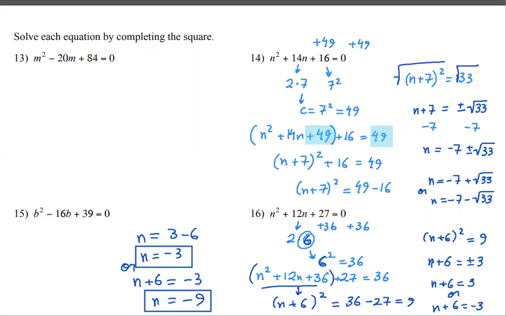Not easy, huh? But this is how you solve by completing the square. I guess this is the hardest way, but we're going to do that.